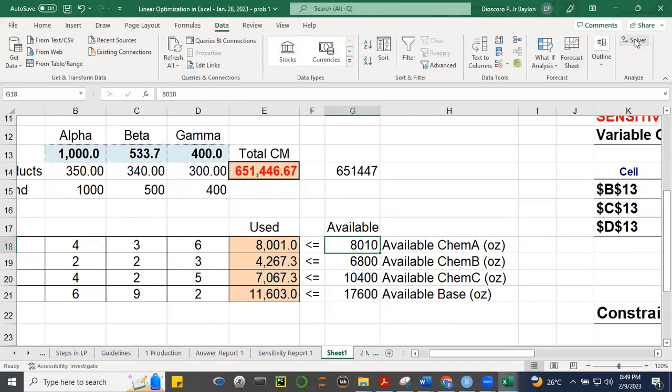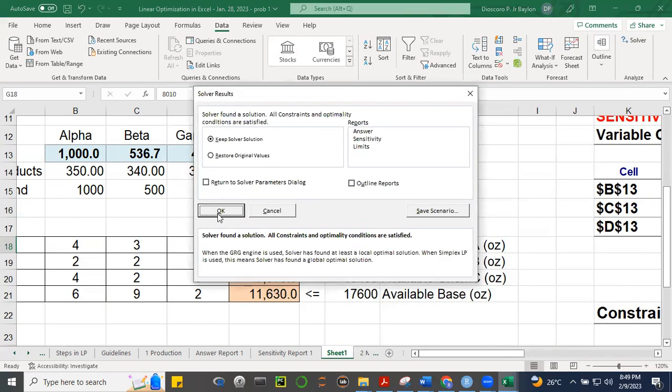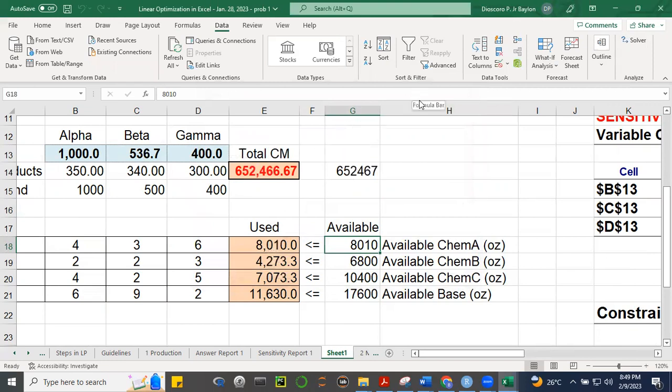Data, solver. Okay? And then isolve natin, solve. All right, what happened? Okay, binding pa rin siya, tama, no? 8,010, 8,000. Yung iba hindi pa rin binding. Binding pa rin si alpha, binding pa rin si gamma. Right? Any others that you notice?